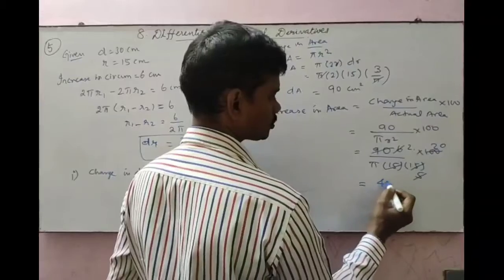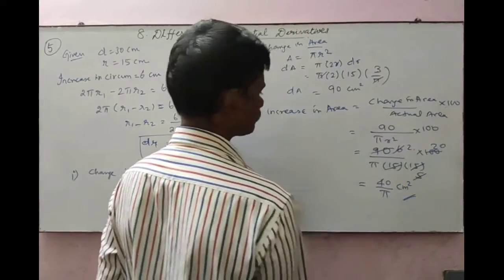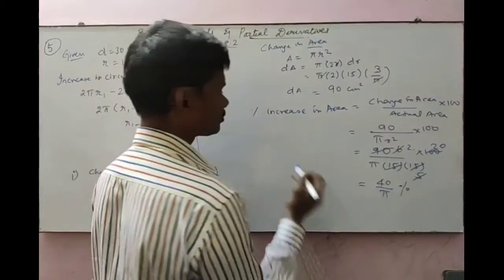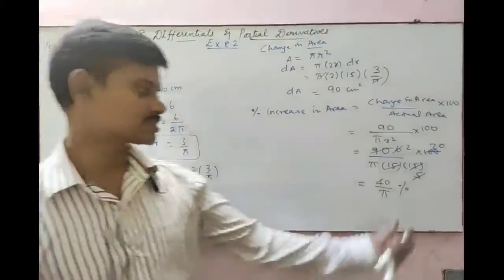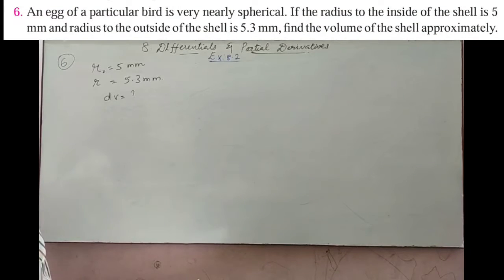So 20 into 2 gives 40. 40 by pi centimeter square. This is the 40 by pi percentage. Since they ask you the percentage increase, you have to give the answer in percentage. 40 by pi percentage.